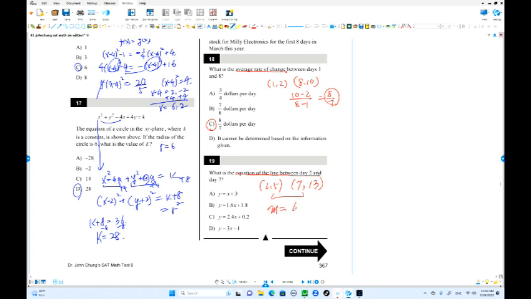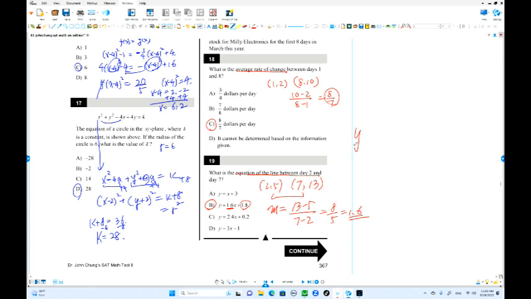What's the slope? 13 minus 5 over 7 minus 2 equals 8 over 5. That's the slope, which equals 1.6. This one has only one slope, right? 1.6. This is the only one, okay? We don't have to find the other one.